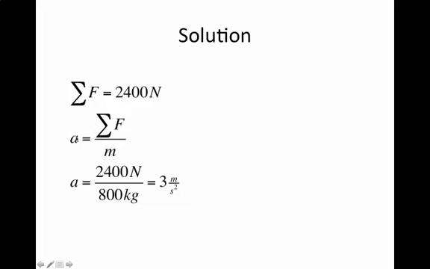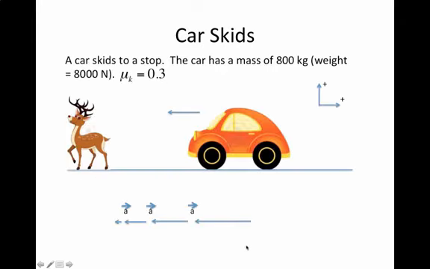Okay, so then I take my net force, I divide it by my mass, and I get 2,400 divided by 800, so I get 3 meters per second squared is my acceleration, and it's positive. And if we look at a motion diagram for what's going on, the car is moving to the left, but it's slowing down. And so my acceleration arrows would be to the right, and that means that the acceleration would be positive, which matches what we got. So this makes sense.